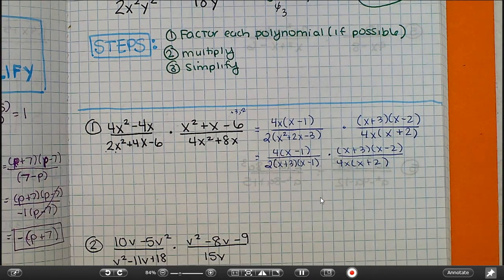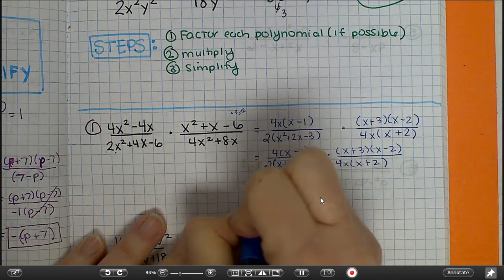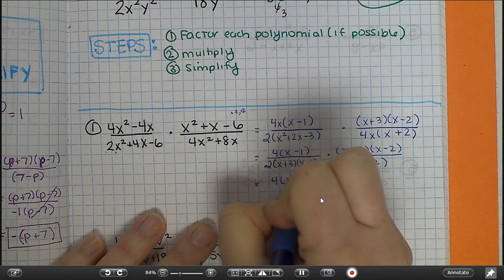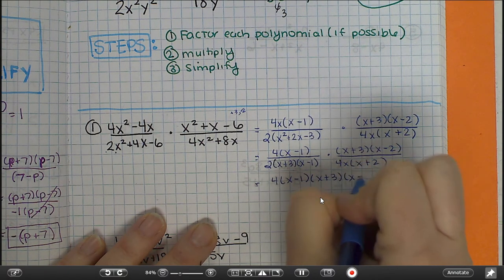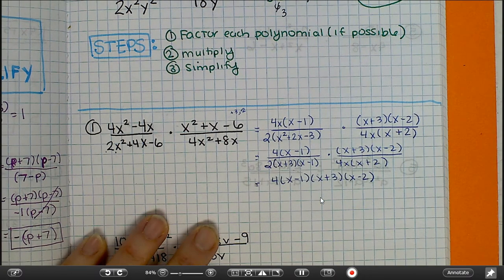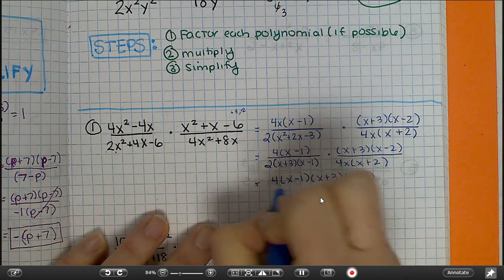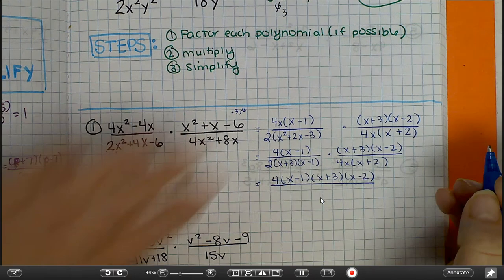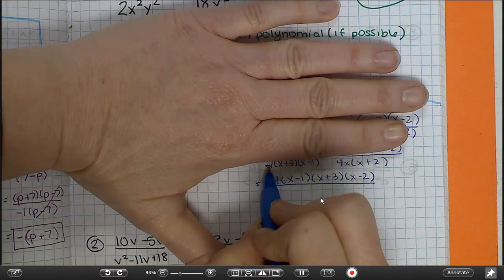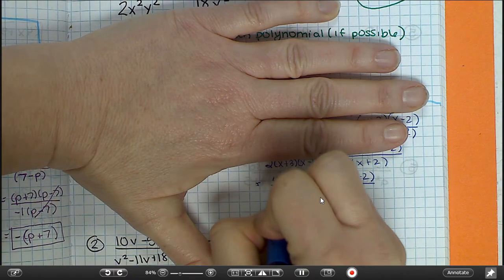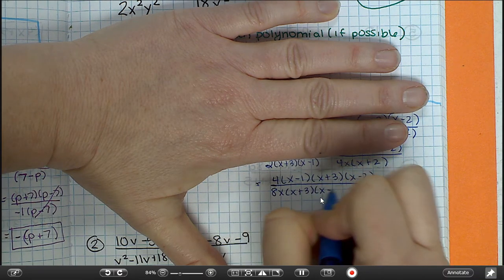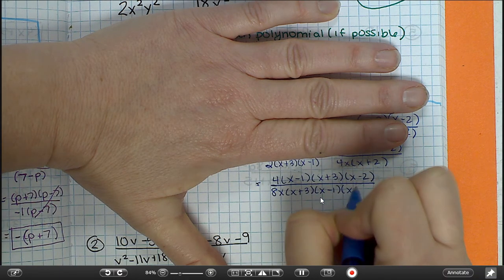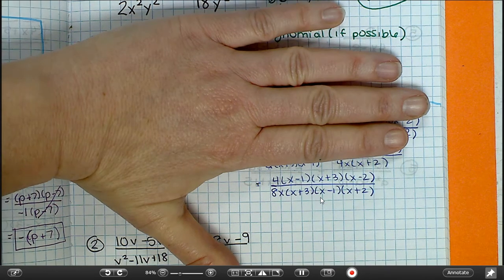All right, so now we're going to multiply everything. So we have 4, x minus 1, x plus 3, x minus 2, because remember when you multiply the numerators and you multiply the denominators. So as far as the denominator goes, we have 2 times 4x, that's 8x, x plus 3, x minus 1, x plus 2. So we're done with multiplying.